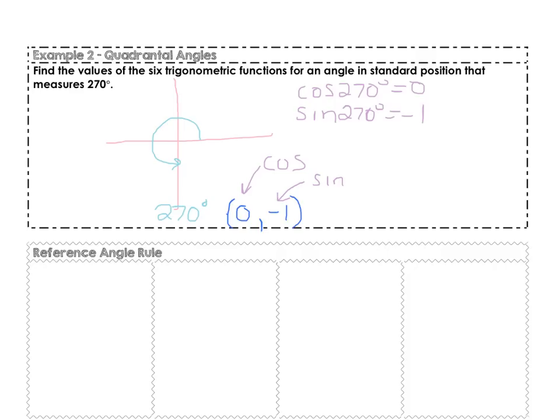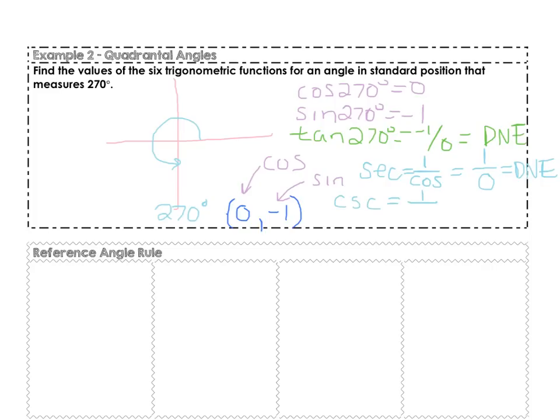Now let's take a look at our other values. Tangent of 270 degrees: tangent is sine divided by cosine, so we'd have negative 1 divided by 0, which is undefined. It does not exist. Now we're taking a look at our other trigonometric values. Secant is the same as 1 divided by cosine. Our cosine value was 0, so 1 divided by 0 is, again, undefined. If we're looking at cosecant, cosecant is 1 divided by sine, and our sine value was negative 1, and 1 divided by negative 1 is negative 1.